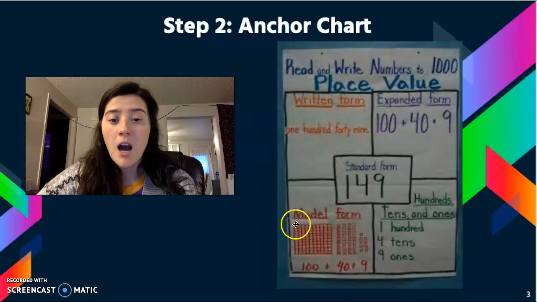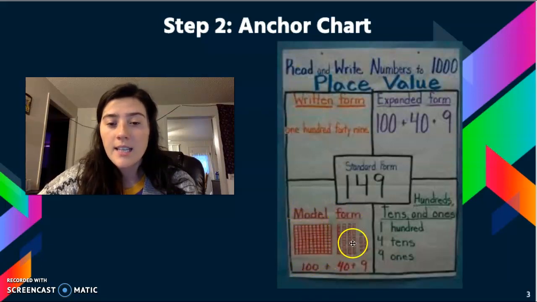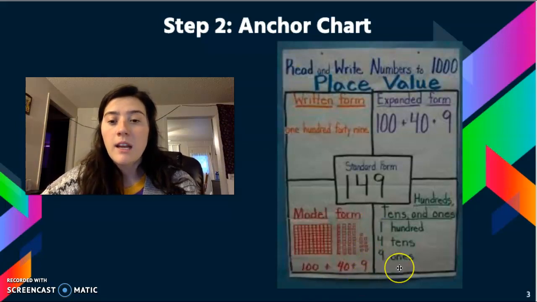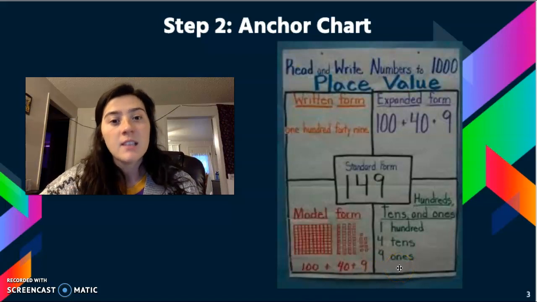The big block is 100, so there is 100. The tiny little 10 sticks, there are 4 10 sticks for 40. And then the little squares, 9 ones. The last form that you can write it out is just almost like a list.